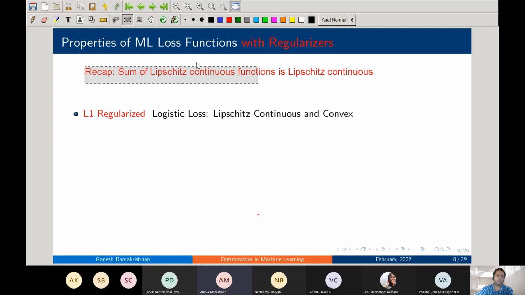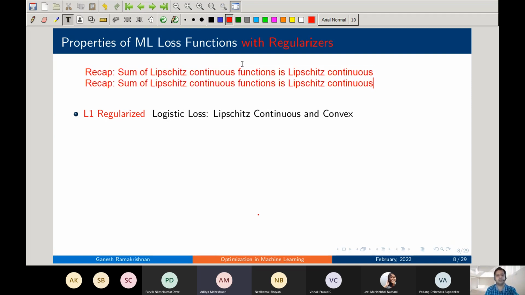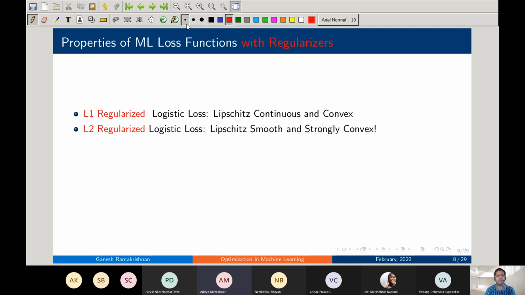Convexity also, because the same sum of Lipschitz continuous. The same thing I'll say: sum of convex functions. Same argument. Okay, so this should be a possibility. I mean, this should be an easy proof.